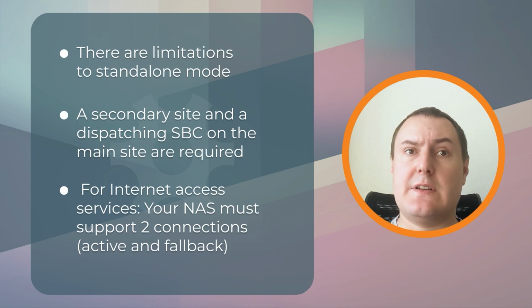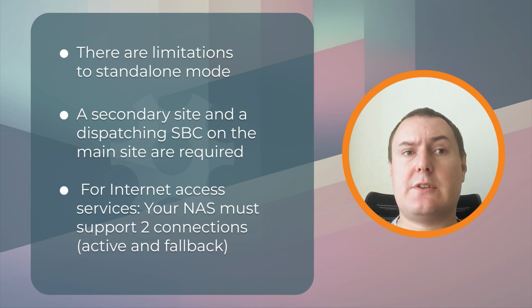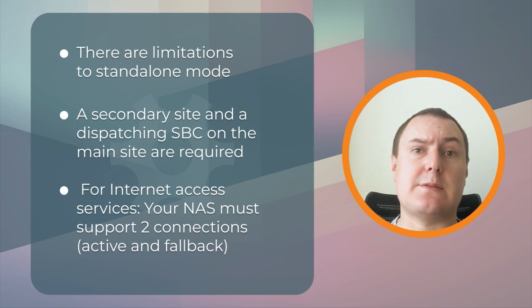If it happens that the Network Access Server isn't capable of switching the connection automatically, your engineers should manually switch it from the active to the fallback connection when the main site is in maintenance mode, and then switch it back to the active connection when the update on the main site has been completed.